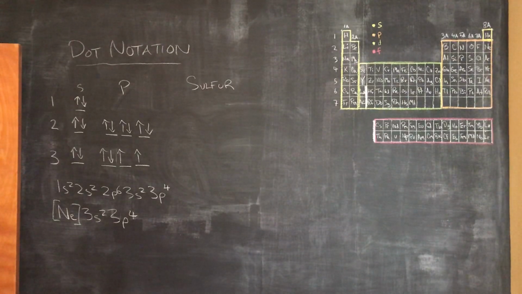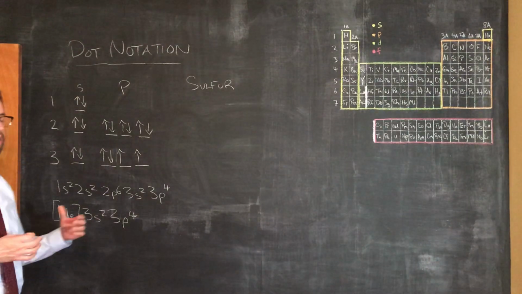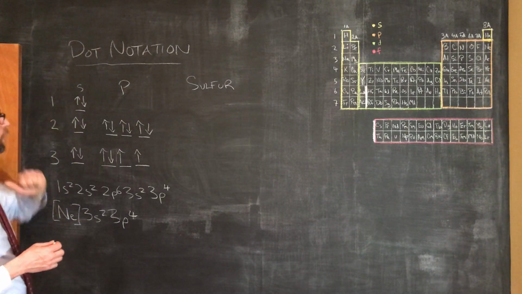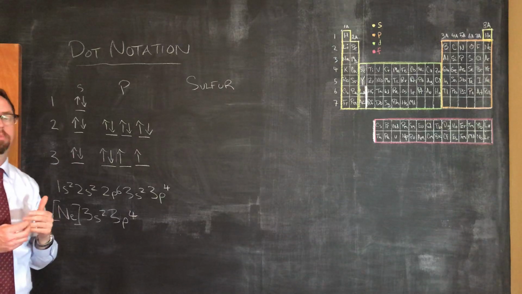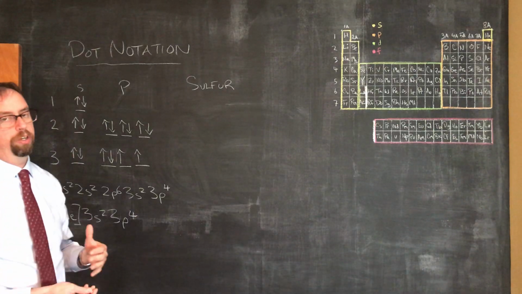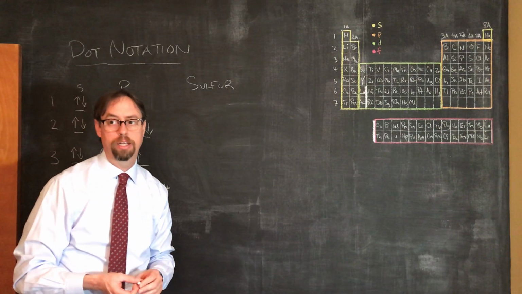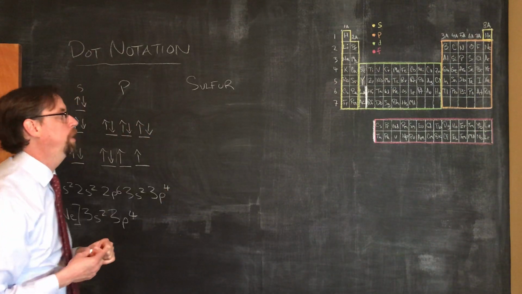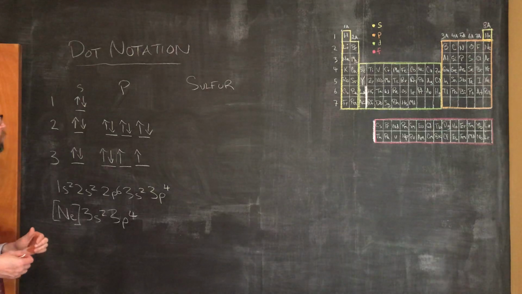Okay, the last type of electron configuration that we need to talk about is what's known as dot notation. And to introduce dot notation, let's review some of the ways that we've represented electron arrangements prior to that. I'm going to use the element sulfur as our example. Let's go back to sulfur that we started out the videos with.